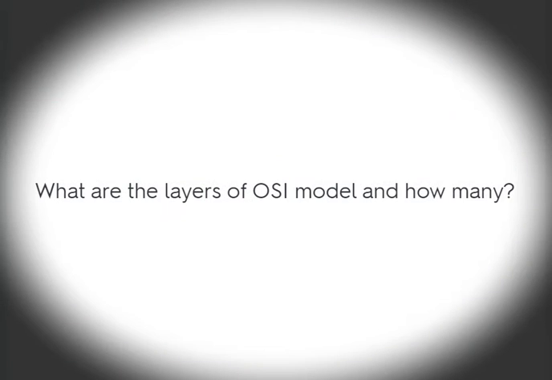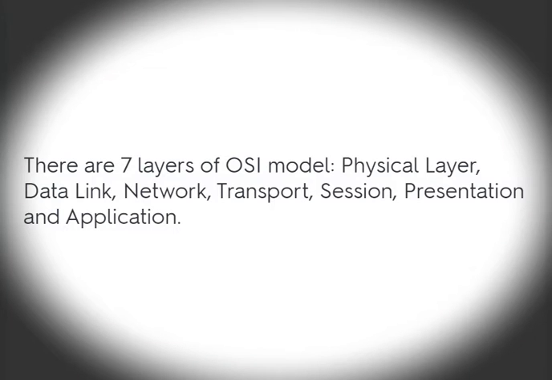What are the layers of OSI model and how many? There are 7 layers of OSI model: physical layer, data link, network, transport, session, presentation, and application.